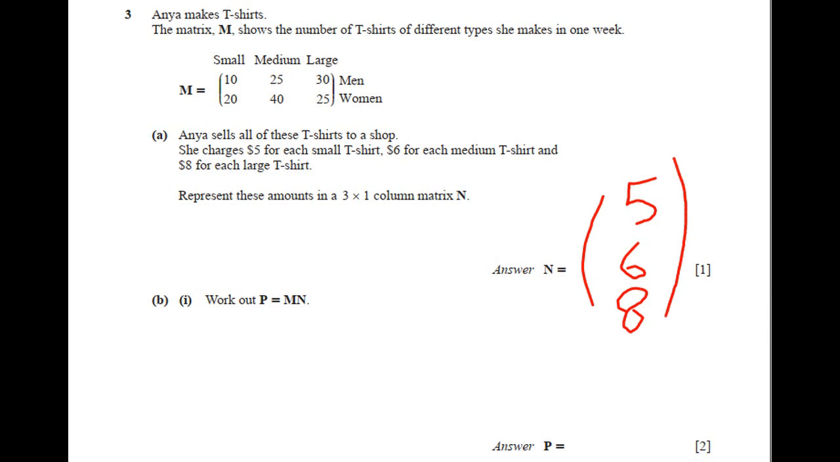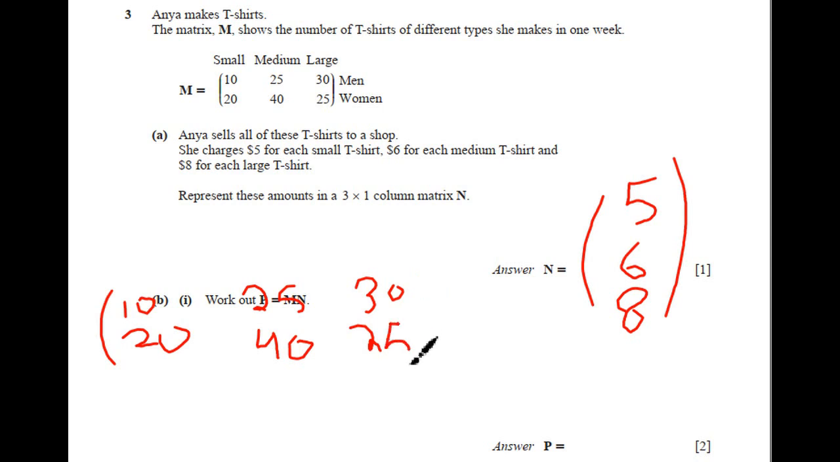Part B. Work out P, which is equal to M times N. So write matrix M: 10, 20, 25, 40, 30, 25, and then multiply this with 5, 6, 8.